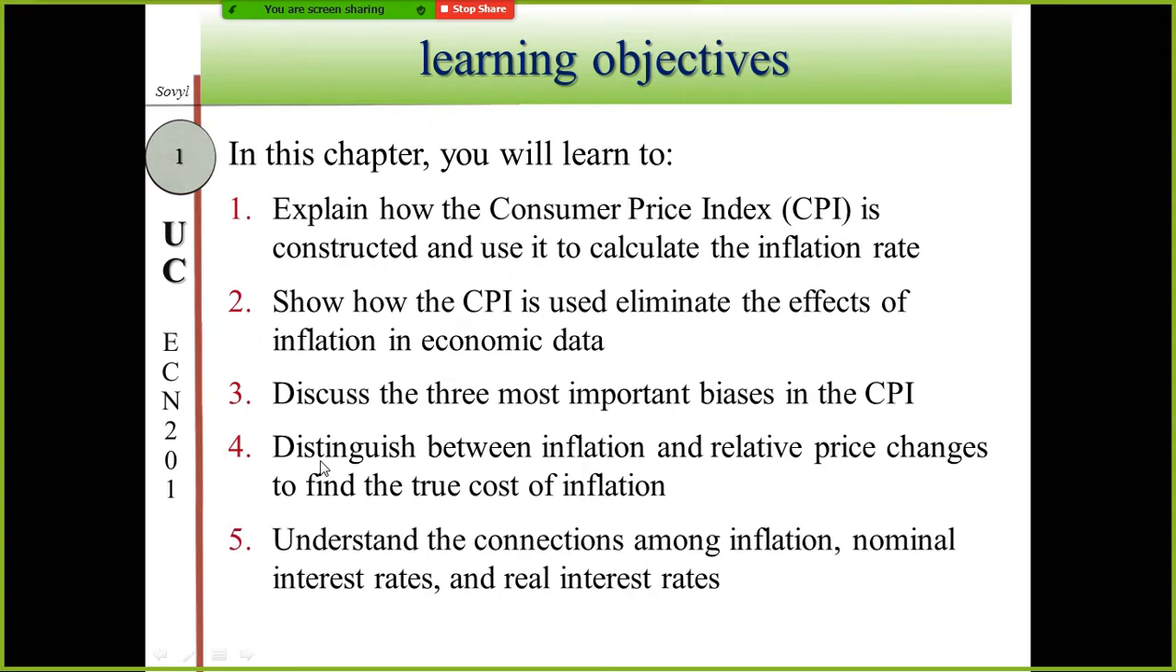Fifth, understand the connections, the relationships among the inflation rate, the nominal interest rate, and the real interest rate in the economy. Okay, so these are the 5 learning objectives that we will look through for this chapter.